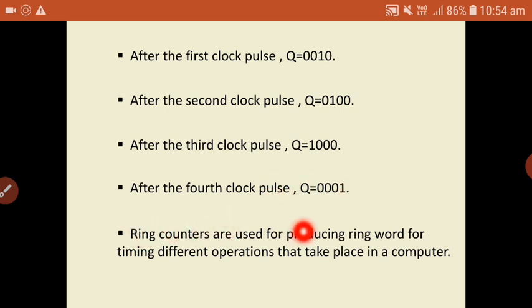So ring counters are used for producing ring words for timing different operations that take place in a computer. So these ring counters are mainly used for producing ring words for timing different operations that take place in a computer.